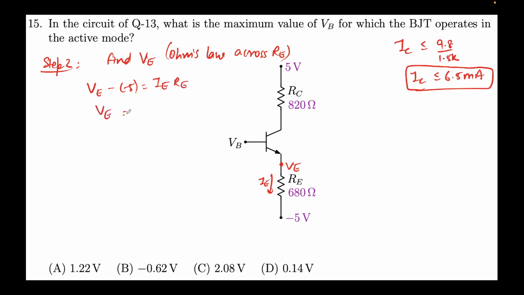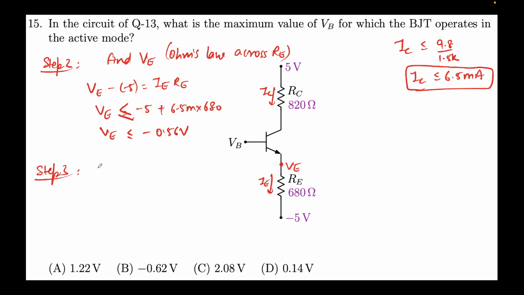This will give me VE equal to minus 5 plus IE times RE, and the value of IE is nothing but IC, because again beta is large. There is a condition imposed on IC, that IC is less than or equal to 6.5 milliamps. This means VE will also be less than 6.5 milli times 680. Using my calculator, that's 4.44 minus 5, which comes out to be minus 0.56 volts. So VE is less than or equal to minus 0.56 volts.